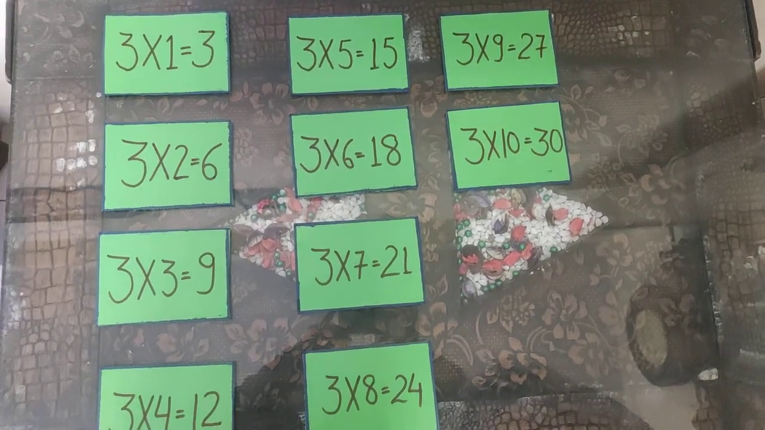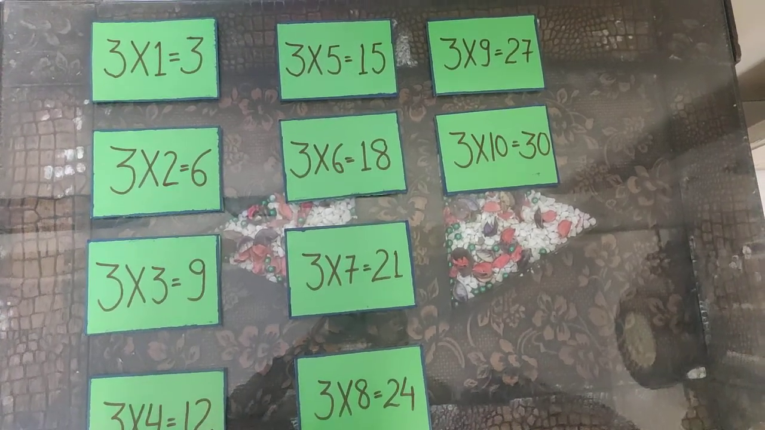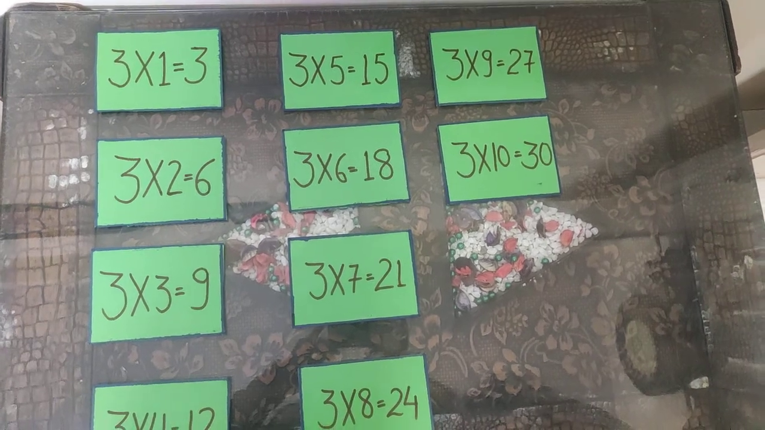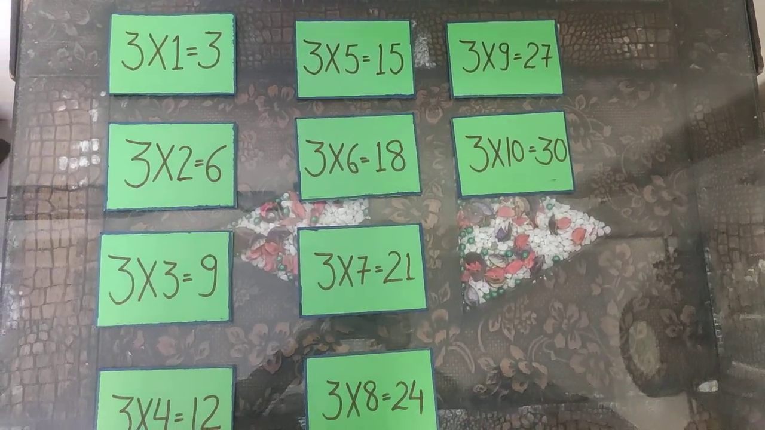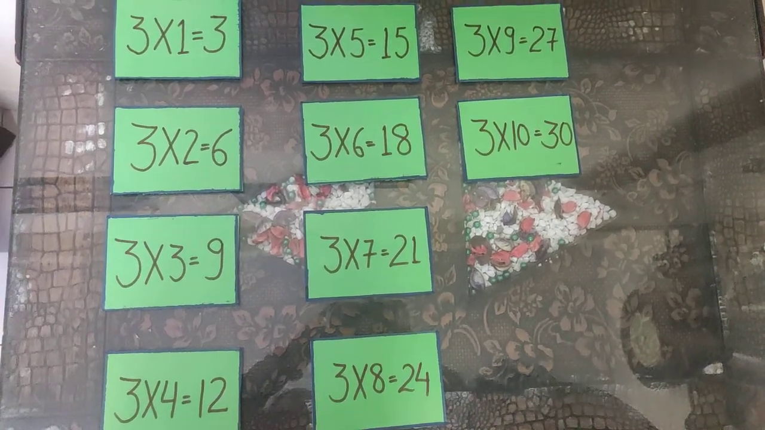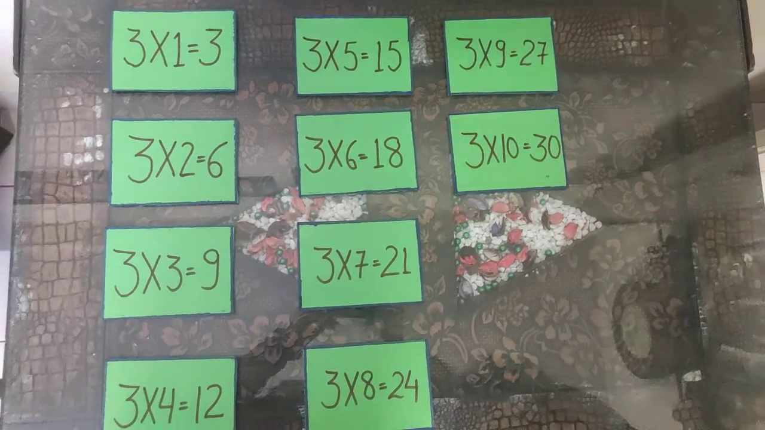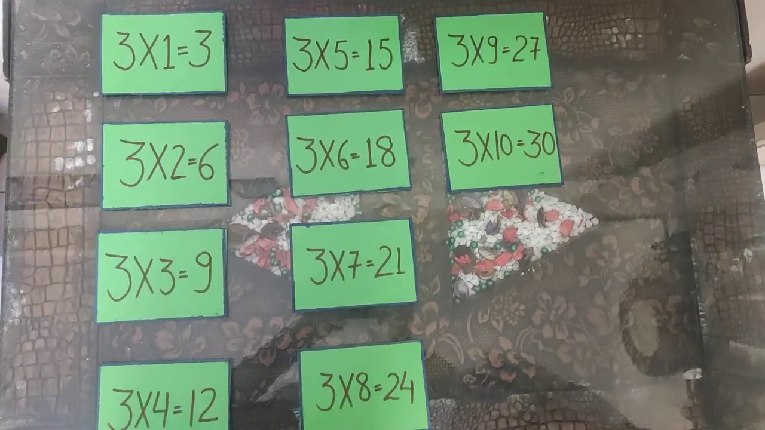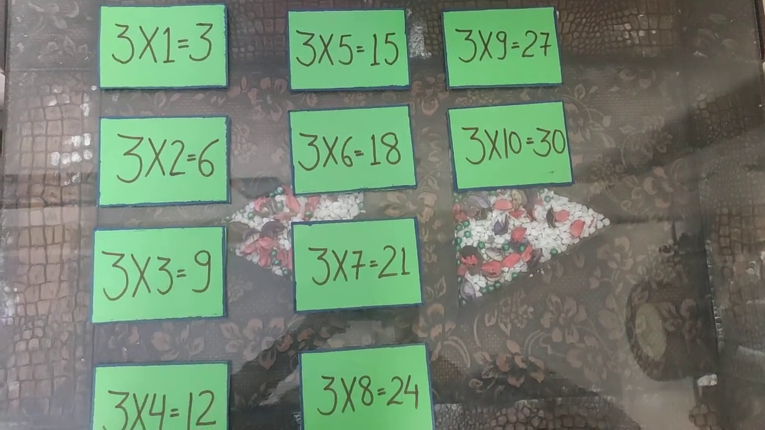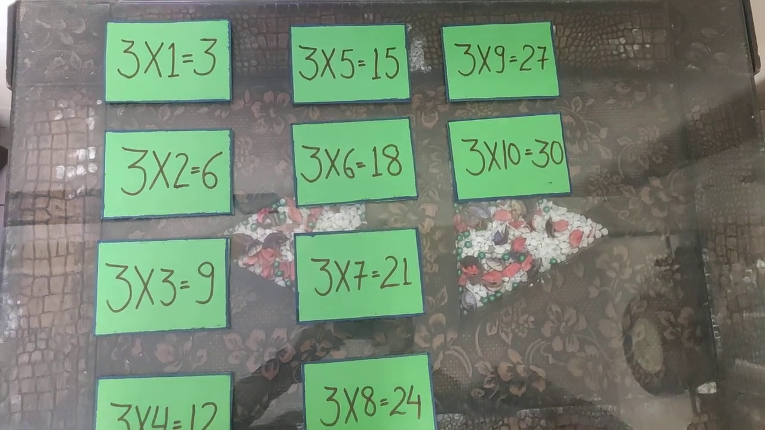Now look what we have got. 3 into 1 is equal to 3. 3 into 2 is equal to 6. 3 into 3 is equal to 9. 3 into 4 is equal to 12. 3 into 5 is equal to 15. 3 into 6 is equal to 18. 3 into 7 is equal to 21. 3 into 8 is equal to 24. 3 into 9 is equal to 27 and 3 into 10 is equal to 30. It is the table of 3.